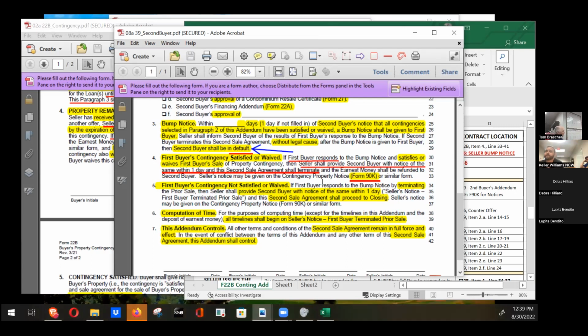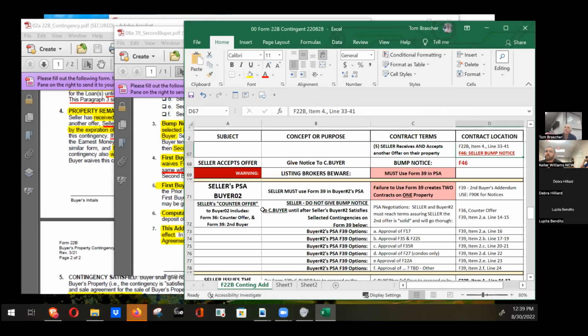I mean, that's how important this whole area is. I'm turning around right here. I say, warning, listing brokers, beware, you must have Form 39. I put a little one over here. I want to make sure. Failure to use Form 39, 2 contracts on one property. And I put down each one of those from that form in here to try and bring that forward and what line these are at for negotiating.